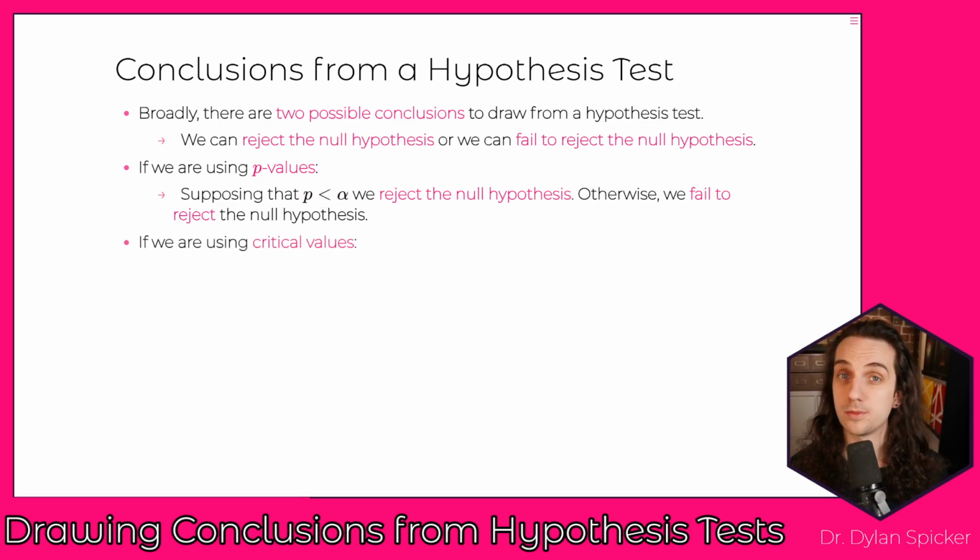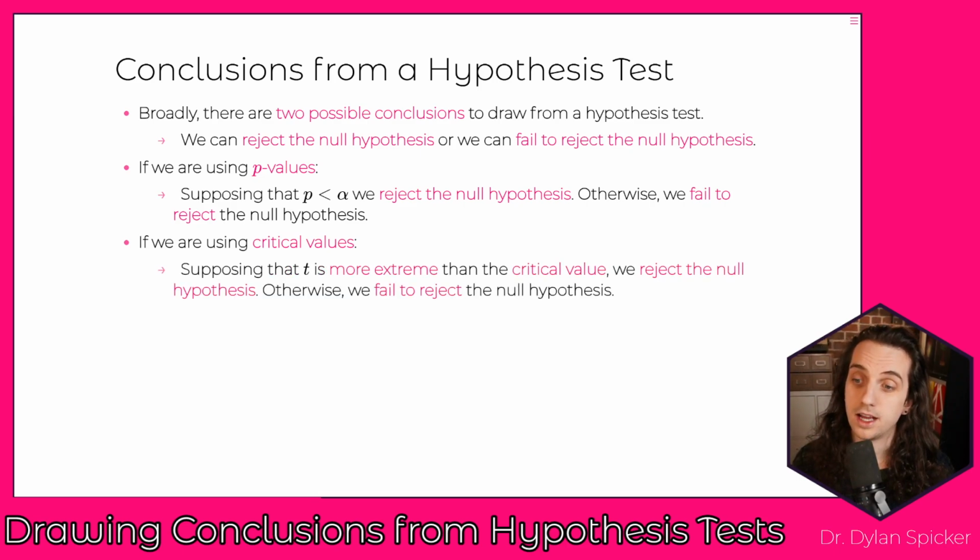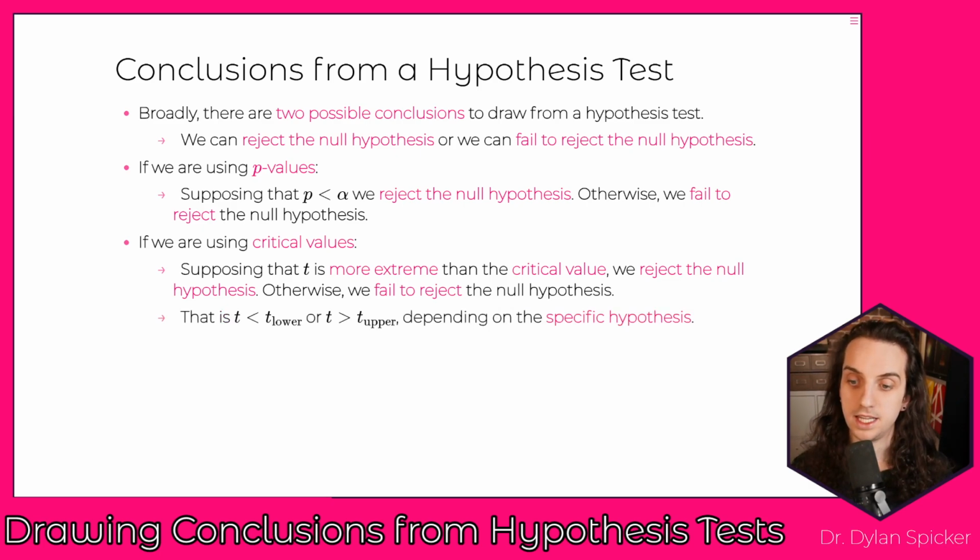If we're going to be using critical values, then we end up checking our test statistic against these critical values. And if t, which is our realized test statistic, is more extreme than the critical value, then we reject the null hypothesis. Otherwise, we're going to fail to reject the null hypothesis. So in particular, if t is less than a lower critical value or it's greater than an upper critical value, then we're going to reject the null hypothesis in those cases. Otherwise, we'll fail to reject the null hypothesis.